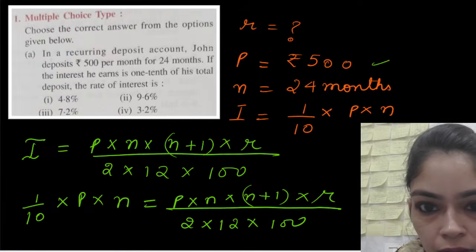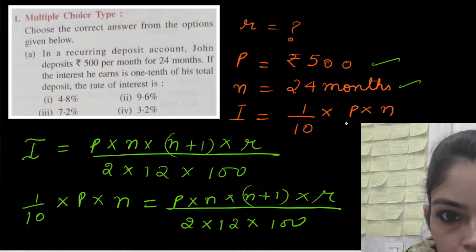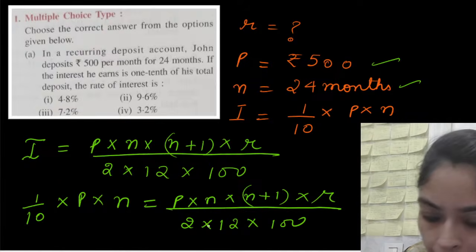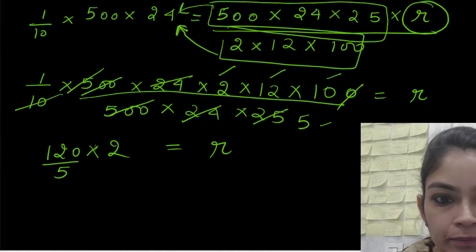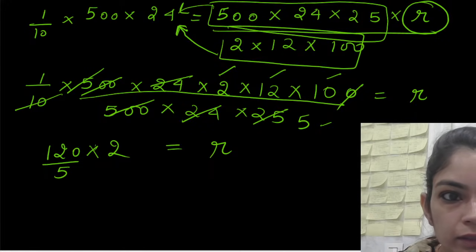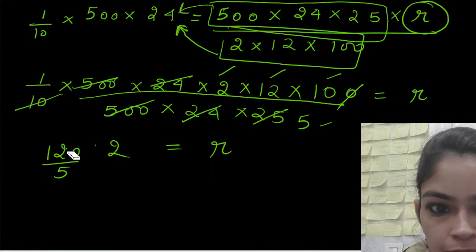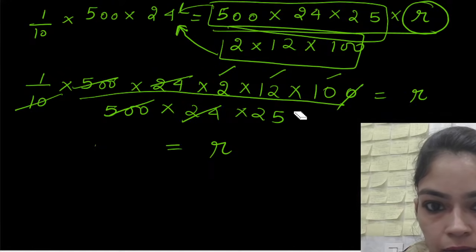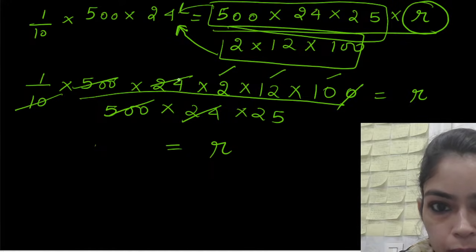So here 500 we have done. 24. 1/10 of his total deposit. 1/10. 500 is getting fully cancelled. Okay, this 500 is cancelled. This 500 and 500 is getting cancelled. Then this 25 will be there. See, cancellation you people have to see. So 500 got cancelled with 5, 24 with 24.